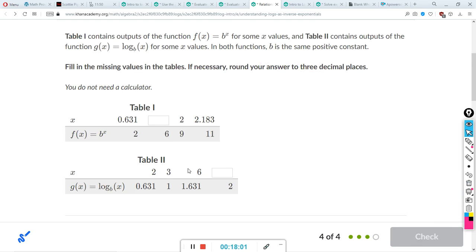Which one goes with the 6? 1.631. Which one goes with the 2? Let me see. Wait a minute. This here is x equals 2, y equals 9. So here, y equals 2, x equals 9. Okay, they tried to trick us.